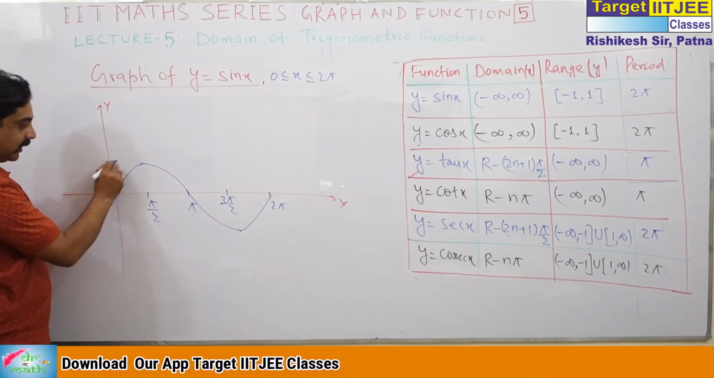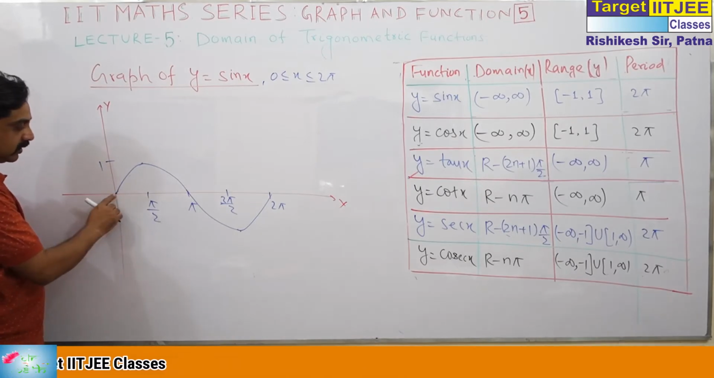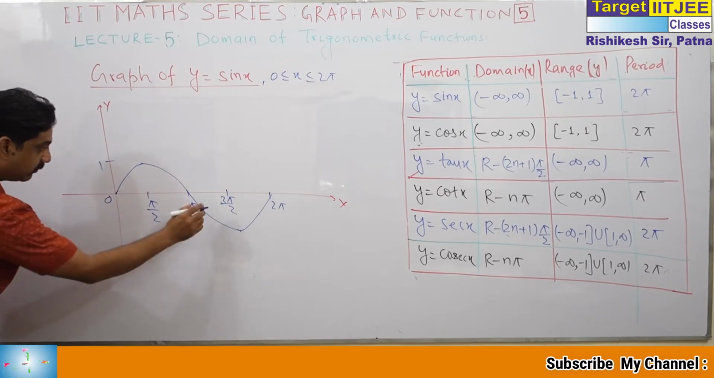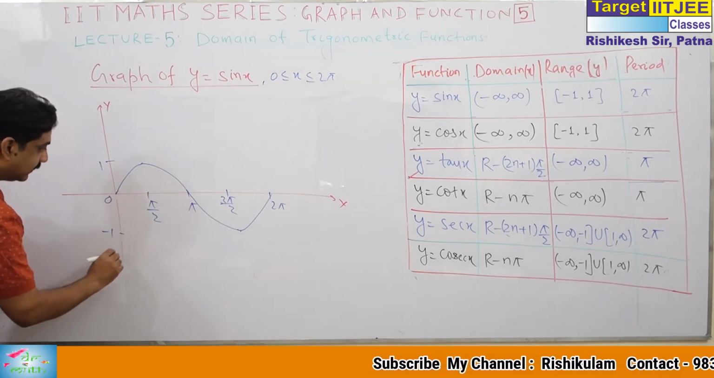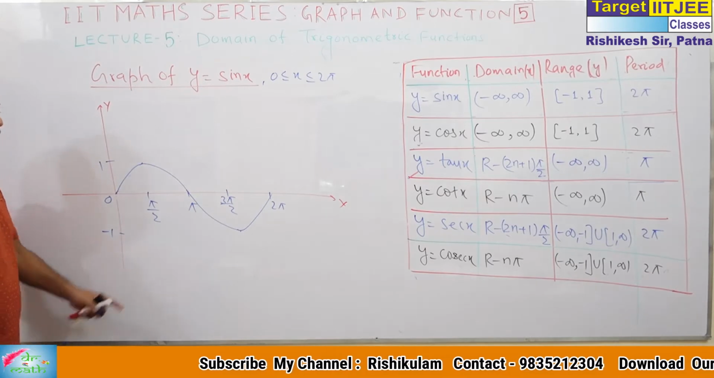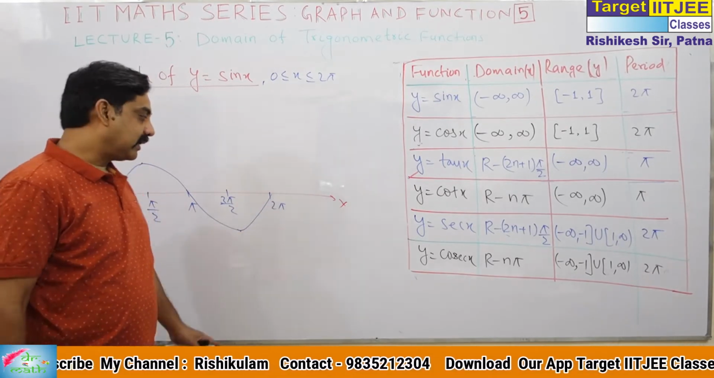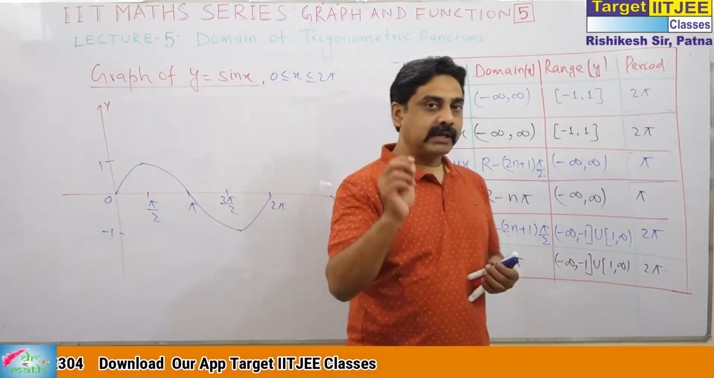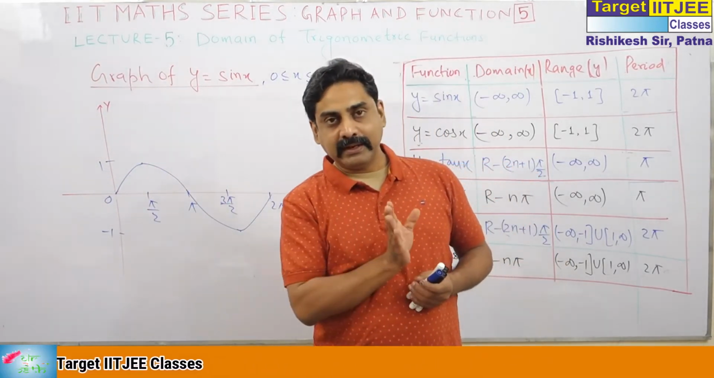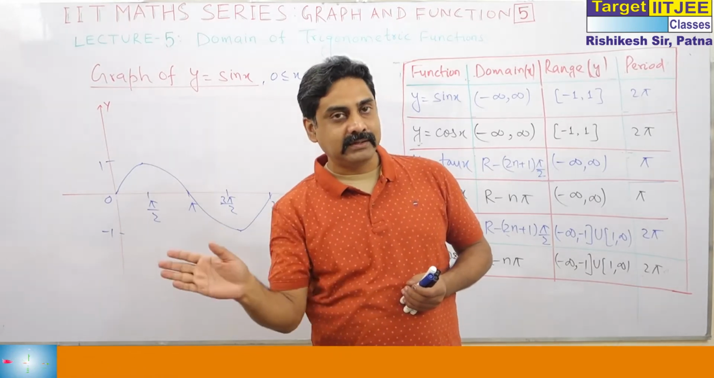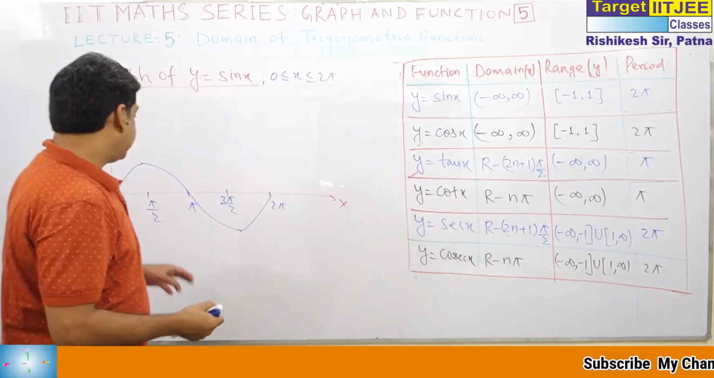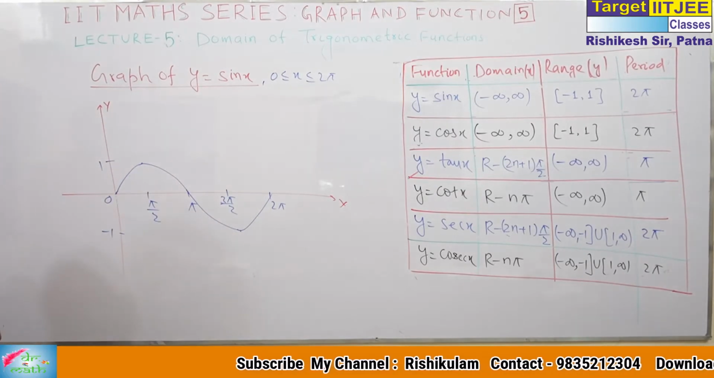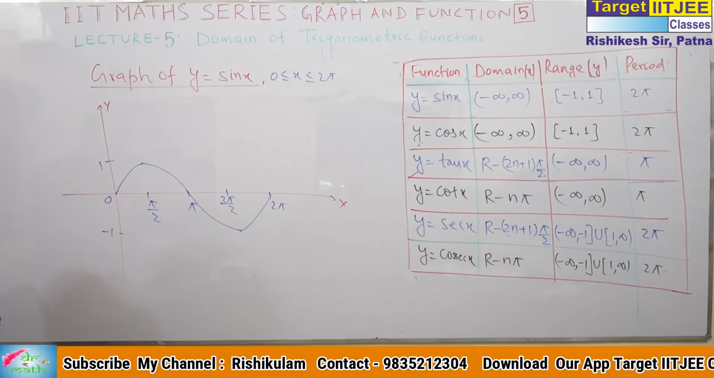In 0 to pi by 2 it increases from 0 to 1, in pi by 2 to 3 pi by 2 it decreases from 1 to minus 1, and then again increases from minus 1 to 1. This is the graph. For any graph, you keep some points in mind: the interval in which it is increasing, the interval in which it is decreasing, and where it cuts the axis. It cuts the axis at 0, pi and 2 pi. Now, this is the graph of sin x.